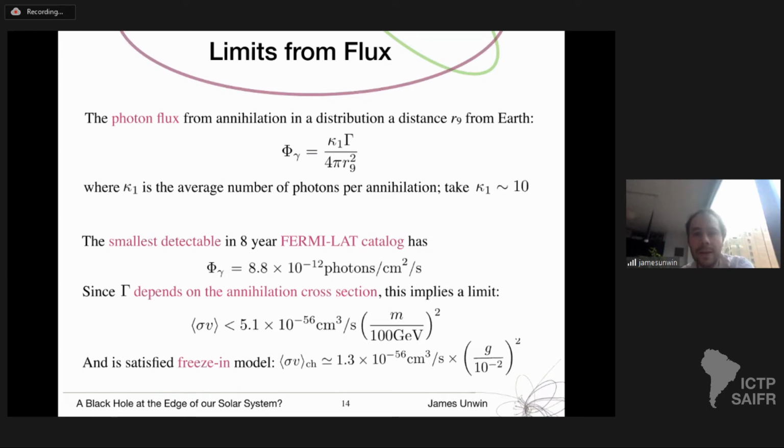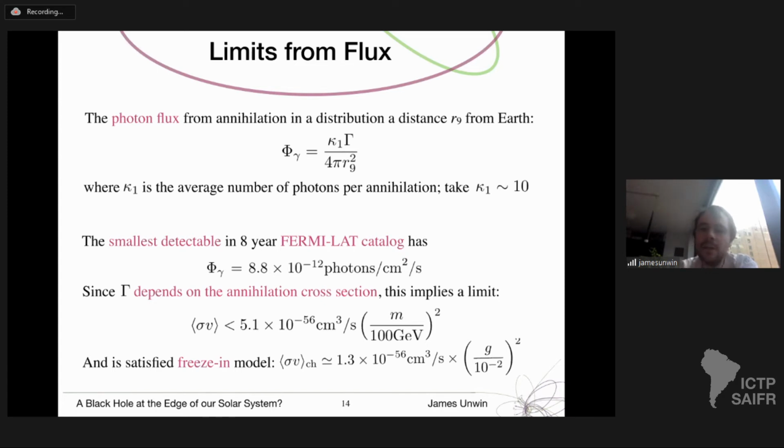And I'm going to compare this to the smallest detectable flux in the Fermi catalog. This is roughly 10 to the minus 11 photons per centimeter squared per second. And if I take this dimmest source that Fermi says it can see, and I use the photon flux above, it gives me a limit on the annihilation rate, which in turn gives me a limit on the annihilation cross-section.